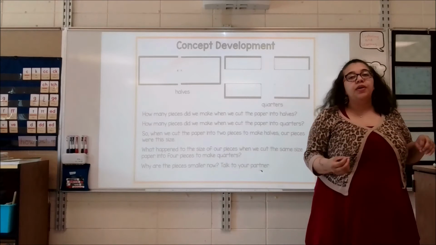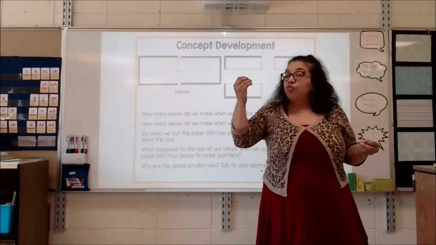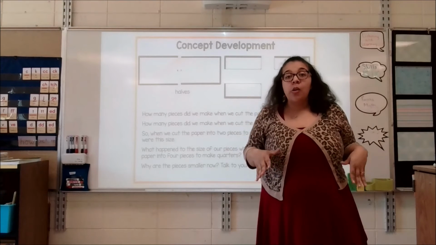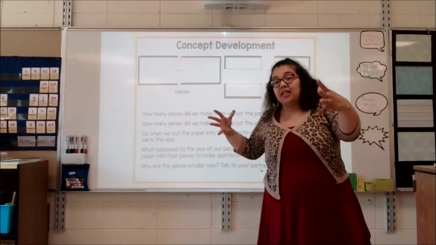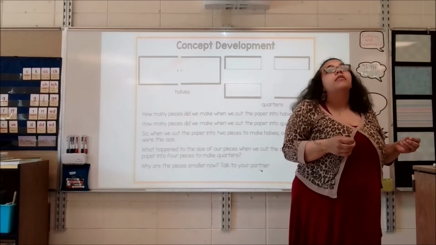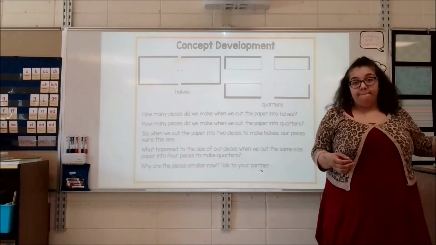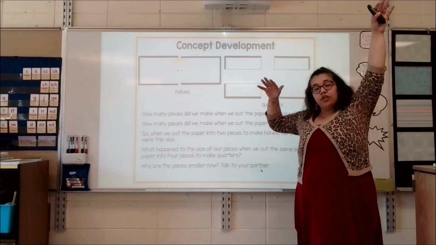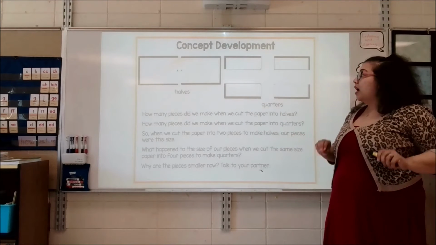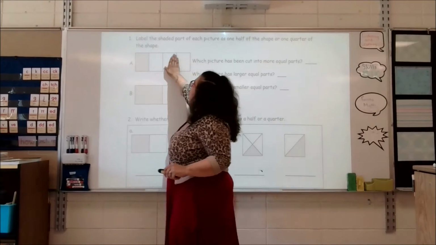Yes, just like when we built the hexagon with rhombuses versus triangles. With rhombuses, I needed 3. With triangles, I needed 6. The bigger the pieces, the fewer pieces there are. The smaller the pieces, the more pieces there are. So one's going up, the other's going down at the same time. So let's look at some examples from our book.